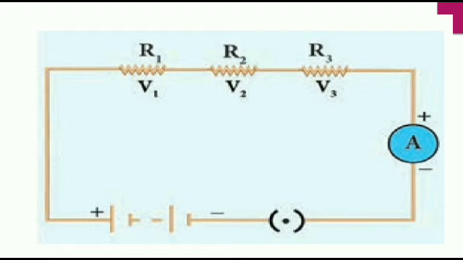Okay, students, therefore we have to find out the voltage drop across the individual resistors R1, R2, R3 using Ohm's law formula. Which formula? Ohm's law formula, that is V is equal to IR. Okay, students, right.